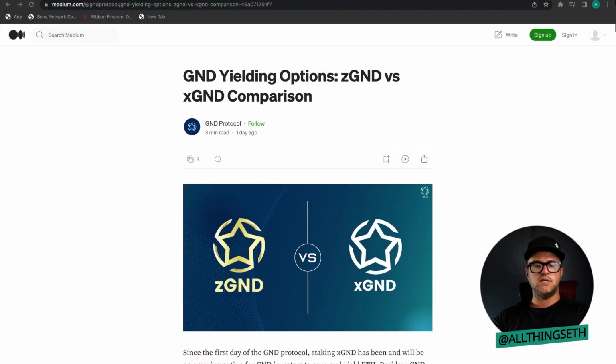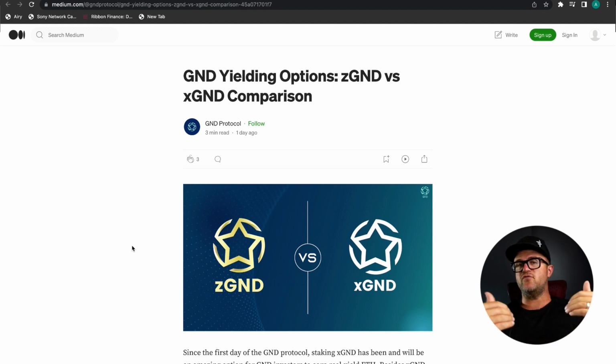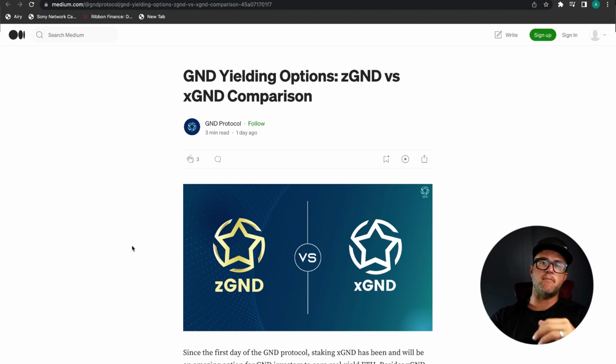So zGND was just launched this week, and it is basically a staking derivative of liquid GND. However, there is no vesting period. In order to change it back into liquid GND and sell it on the market, you will need to actually sell it on the market, believe it or not. So you can sell zGND back to GND through the protocol liquidity, and it's only protocol-owned liquidity as of right now.